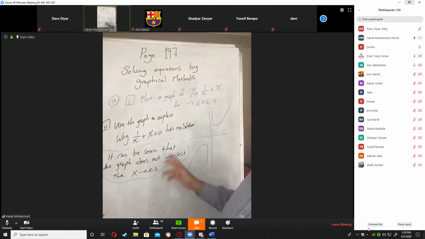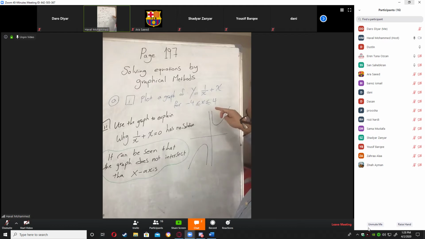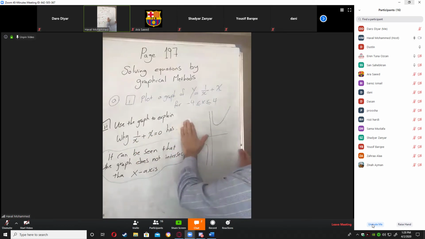It can be seen that the graph does not intersect the x-axis. If it does not intersect the x-axis, then what we're saying has no solution. That's a rule. Clear? Yes, sir. Shall we do part (iii) now? Yes, sir. I'll wipe this, then I'll do part (iii).